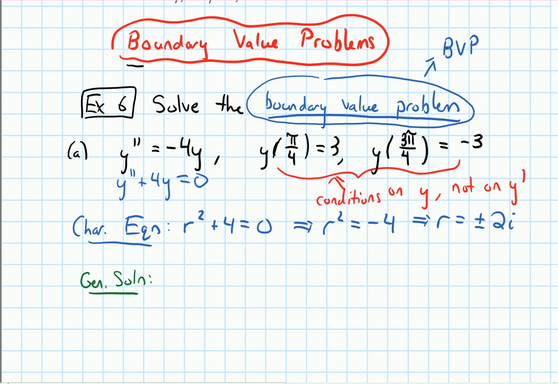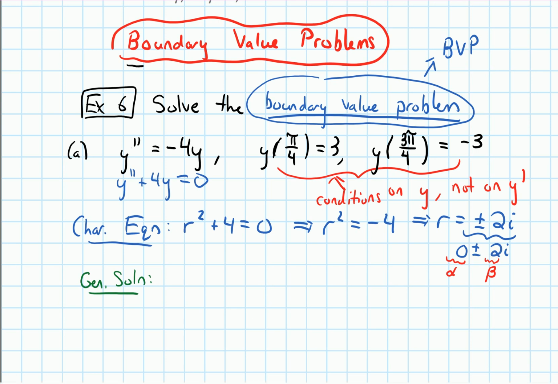So we have two complex roots to our characteristic equation. I can think of this as 0 plus or minus 2i. That's helpful because it lets me identify what alpha is, the real part, and what beta is, the imaginary part. It's just the coefficient of the i here.